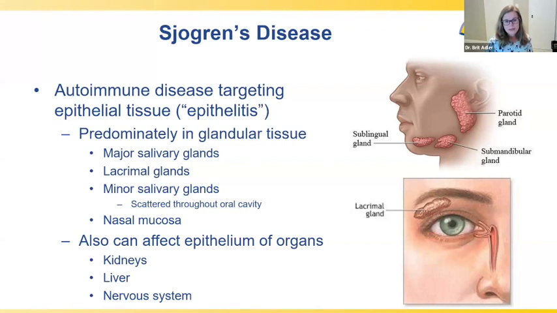So this is the most prominent way that Sjögren's presents, but we have epithelium throughout our entire body, and it is in pretty much all of our organs. And so Sjögren's is much more than just a glandular issue. It can also affect the kidneys, the liver, the nervous system, among many other organs, which we're going to talk about today.